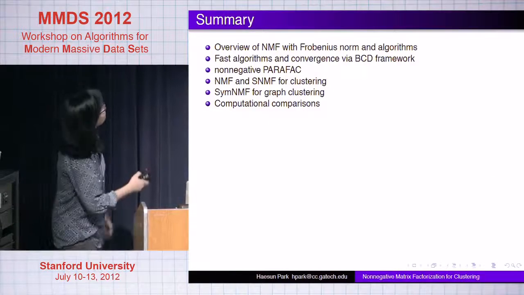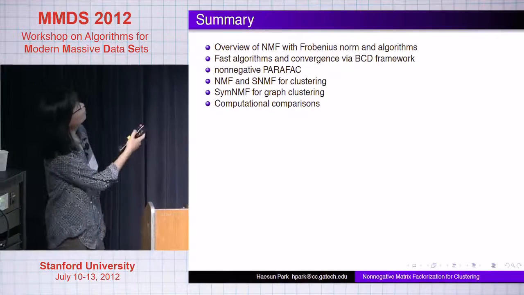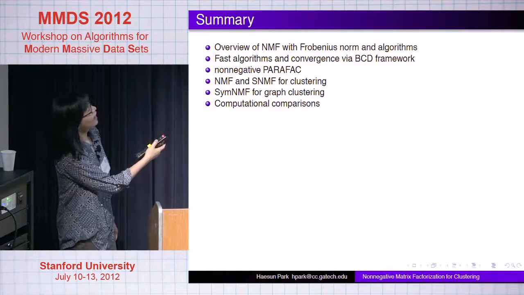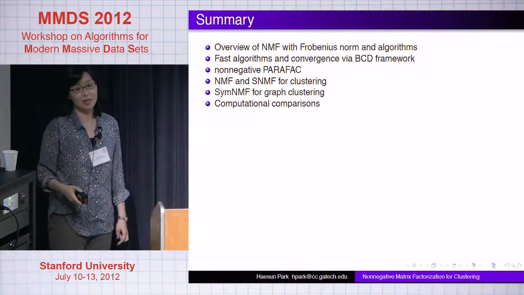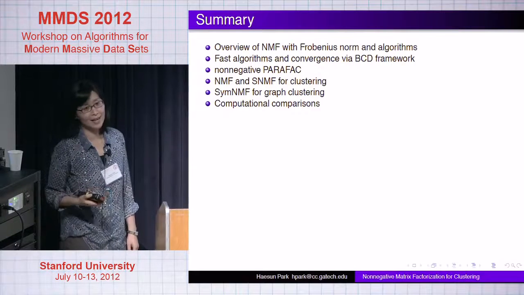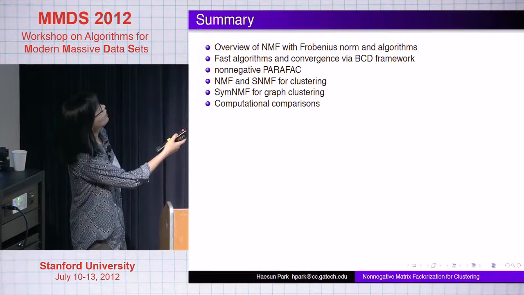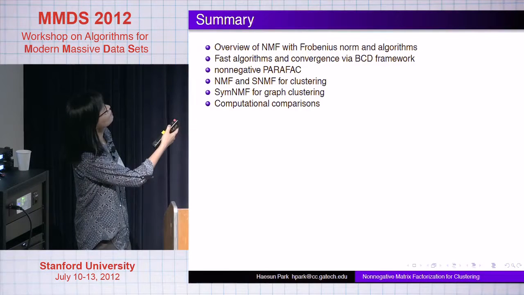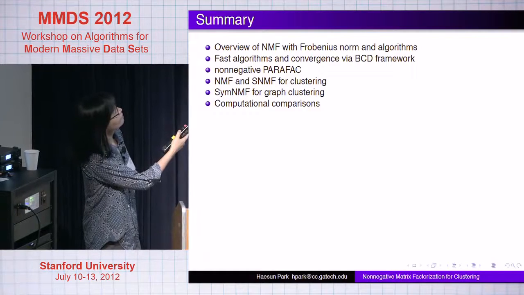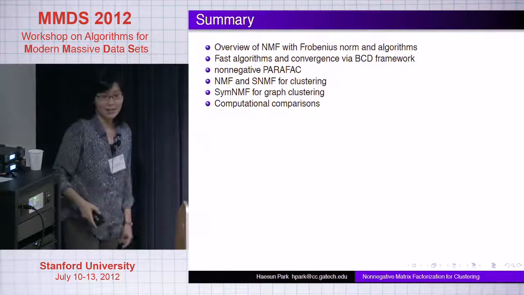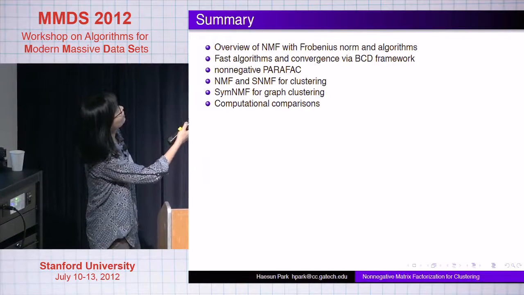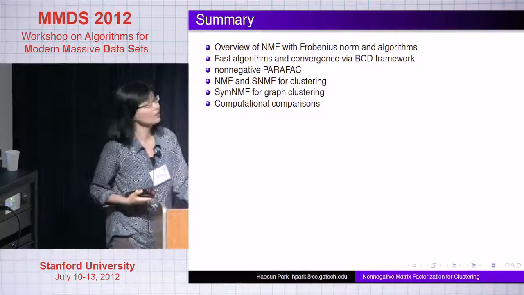Okay, to summarize, I gave you an overview of NMF algorithms when the Frobenius norm is used. I showed you that by using the block coordinate descent framework, many successful, fast and convergent NMF algorithms can be explained, and it can easily be extended to the tensor case. For clustering, we can use sparse NMF, but they are not necessarily a clustering method. And we propose symmetric NMF for graph clustering.